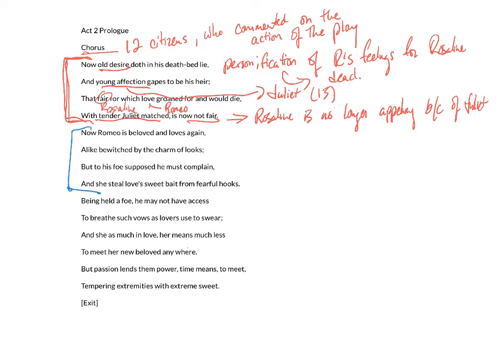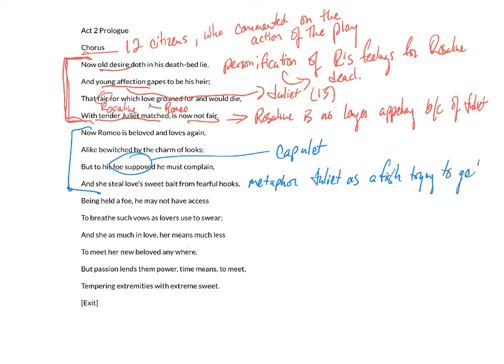So here's our next stanza. To his supposed foe, or to his foe supposed he must complain. The foe is Capulet. So basically saying Romeo's beloved and loved again, but he must seek Capulet's approval. And she must steal love's sweet bait from fearful hooks. This is a metaphor. To steal bait from a hook sort of makes her like a fish, right? So she's got to get the bait, which is love. This is Juliet as a fish trying to get bait, which is metaphorically love, without being hooked from fearful hooks.